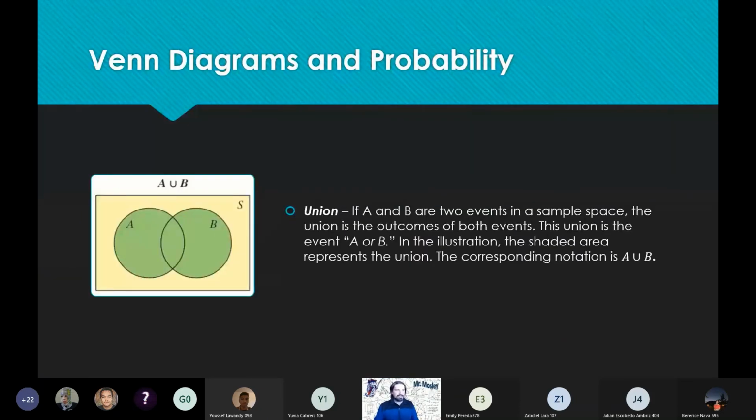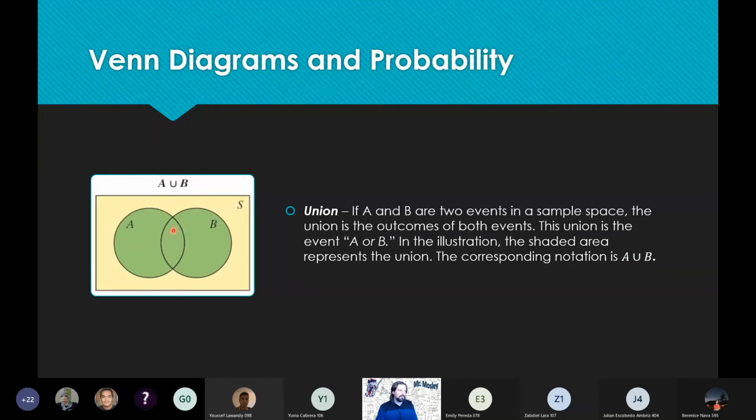Our last new term here is union. If A and B are two events in a sample space, the union is the outcomes of both events. This union is event A or B. In the illustration, the shaded area represents the union. The corresponding notation is A, U, which looks like a little U, B. And we read that as A union B, or A or B.